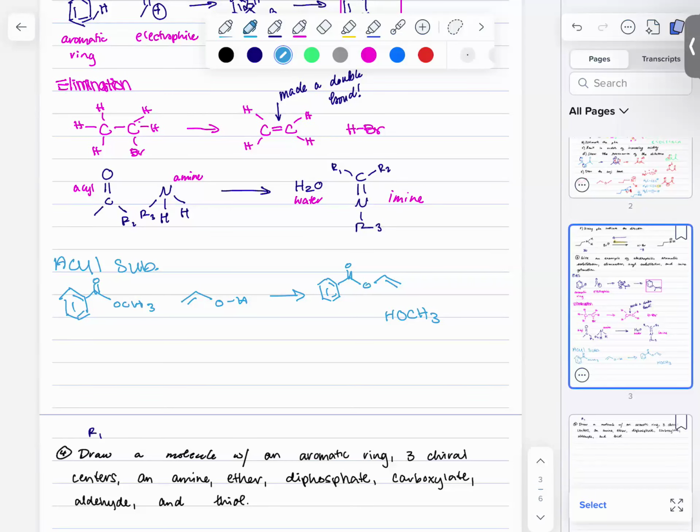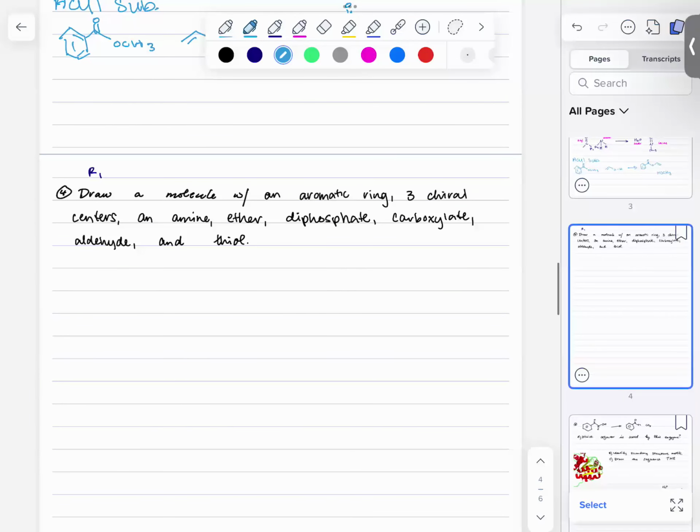Questions, comments, concerns? How do we feel about this question? If you were to see something like this on the exam, you would rock it, right? Moving on. So, next question.